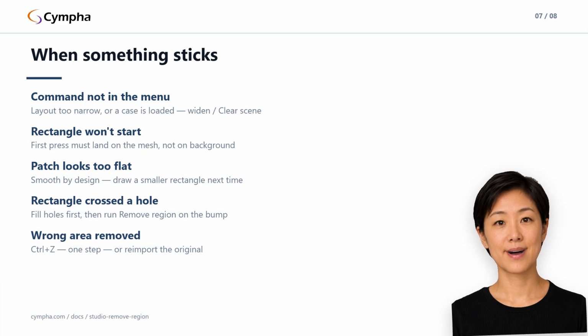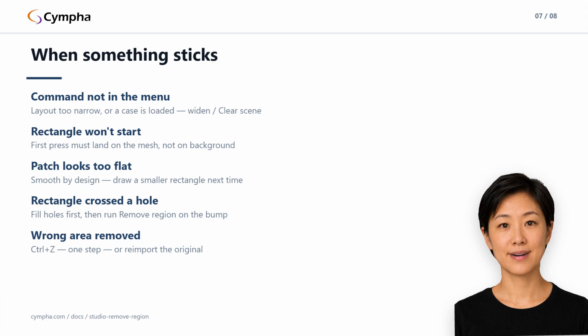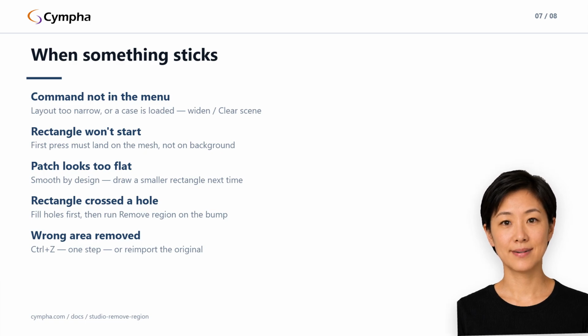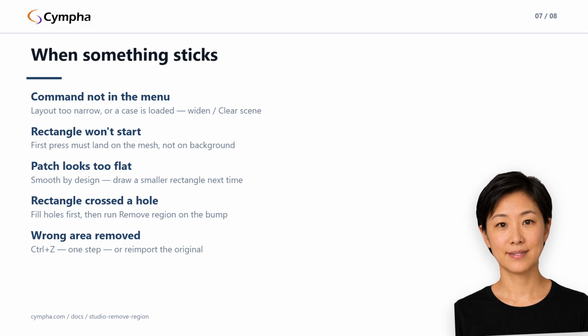The rectangle crossed an existing hole and the patch looks strange. The tool works best on a closed surrounding surface, so close the hole first with the global fill holes command, then run remove region on the bump. You removed the wrong area. Ctrl-Z restores the mesh as it was before the replacement, one step, so do it immediately, before you edit it again. If you've edited since, re-import the original. And a stray island near the seam is what a follow-up fix model pass is for. Its largest region step drops fragments.